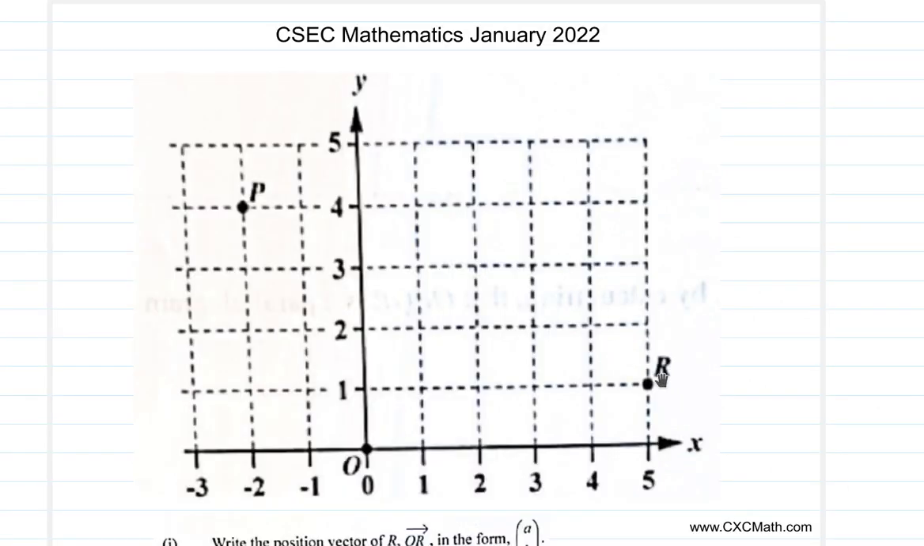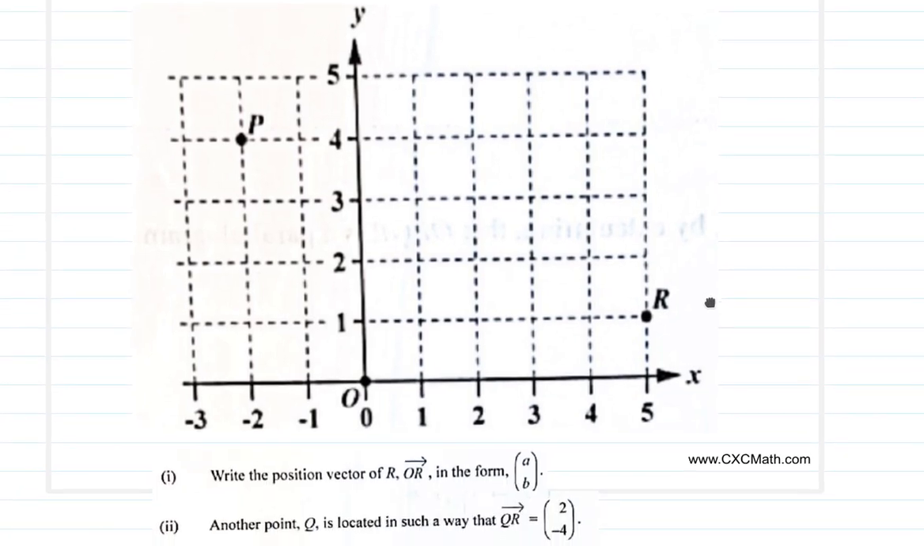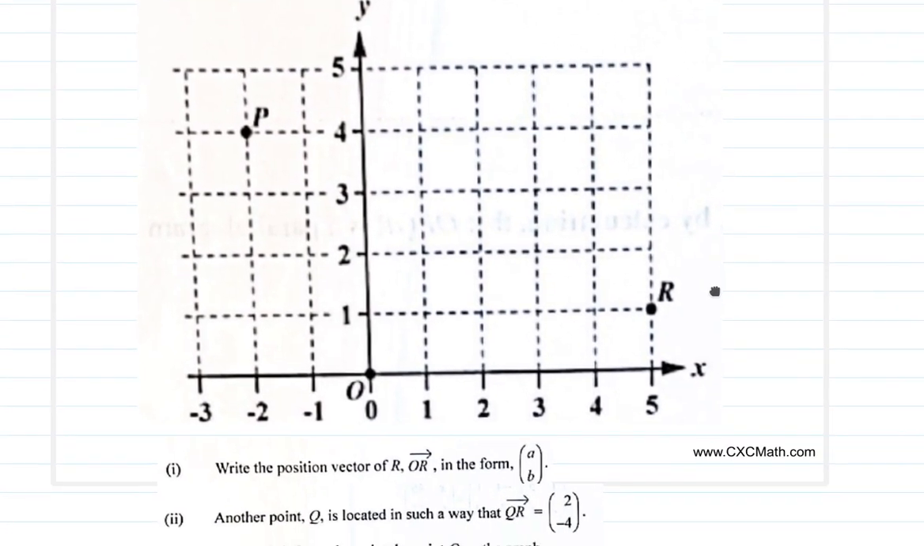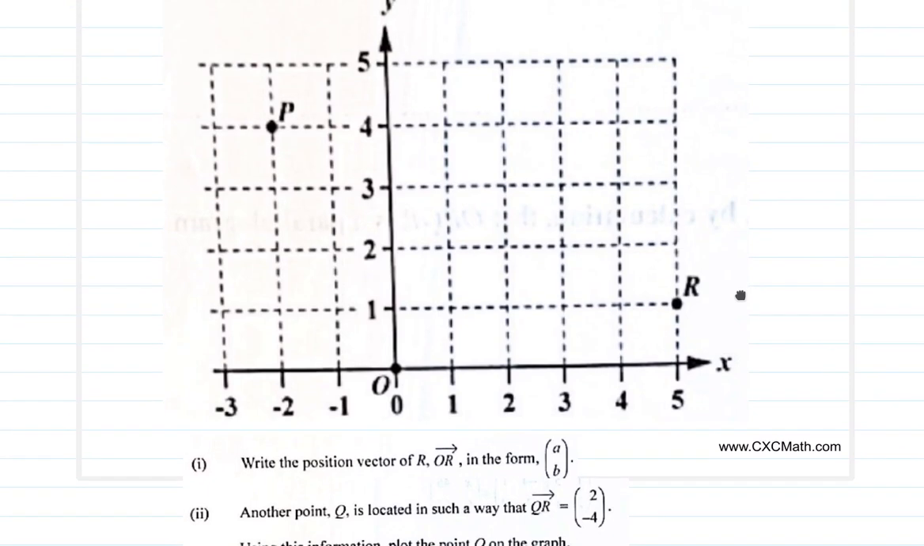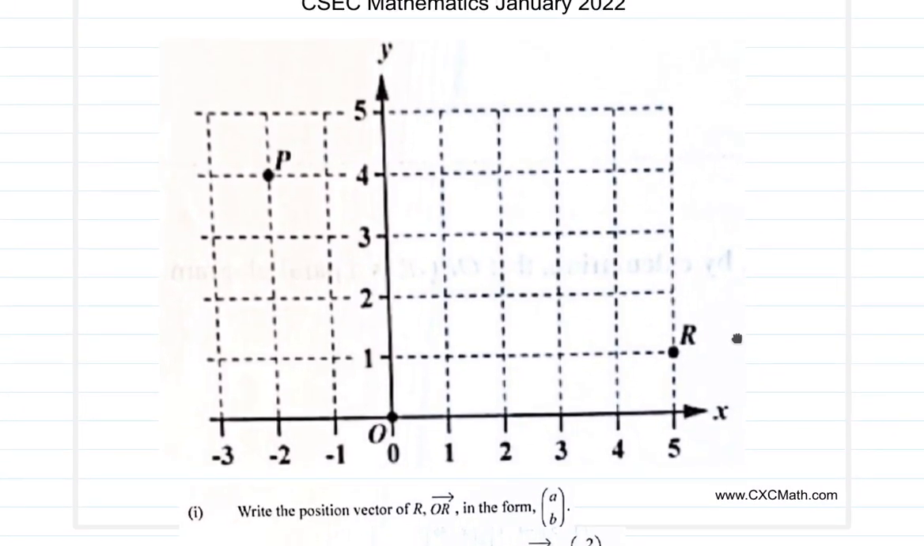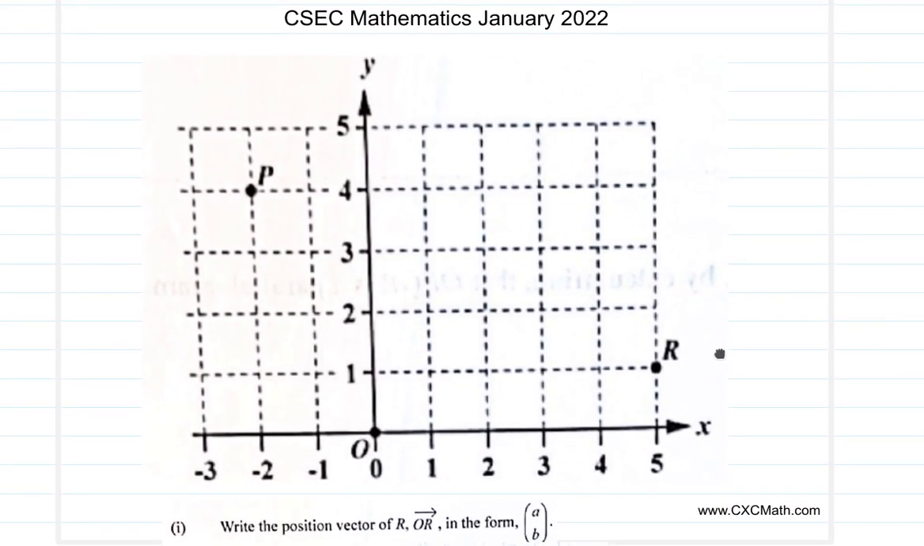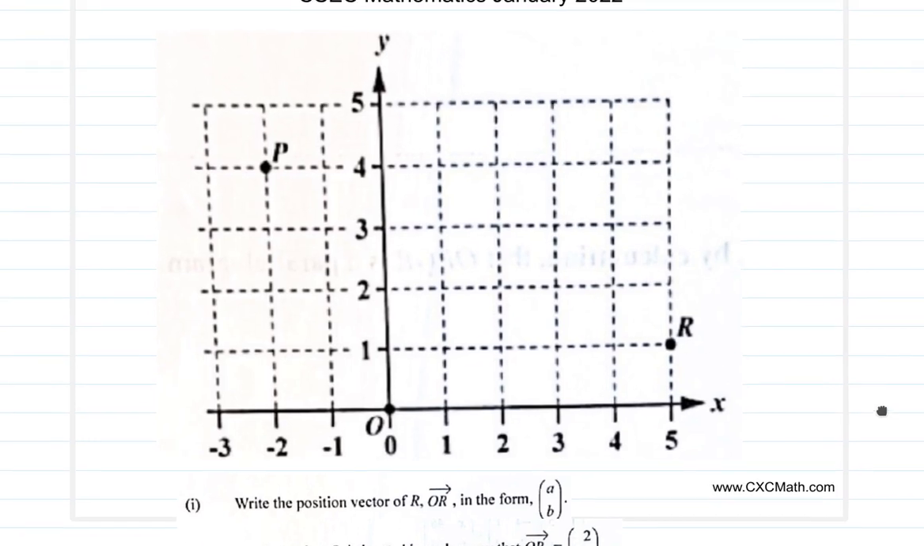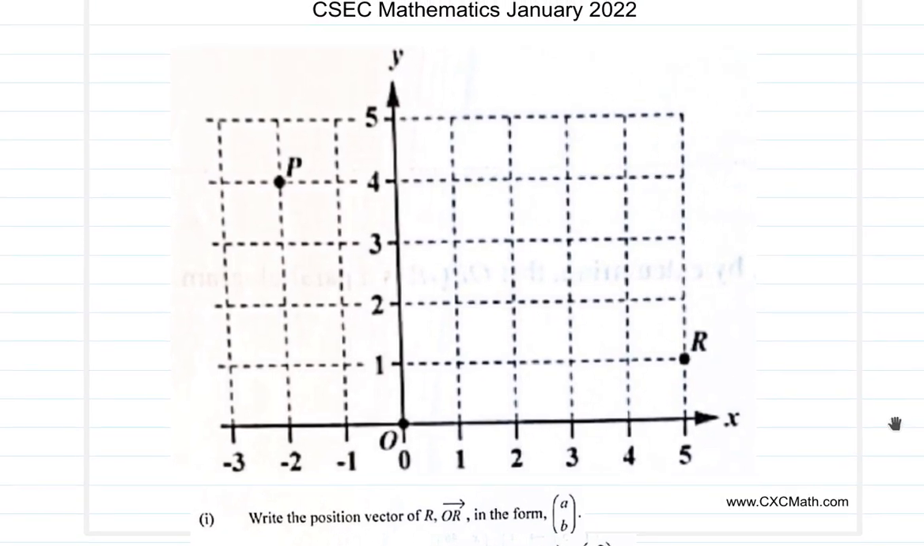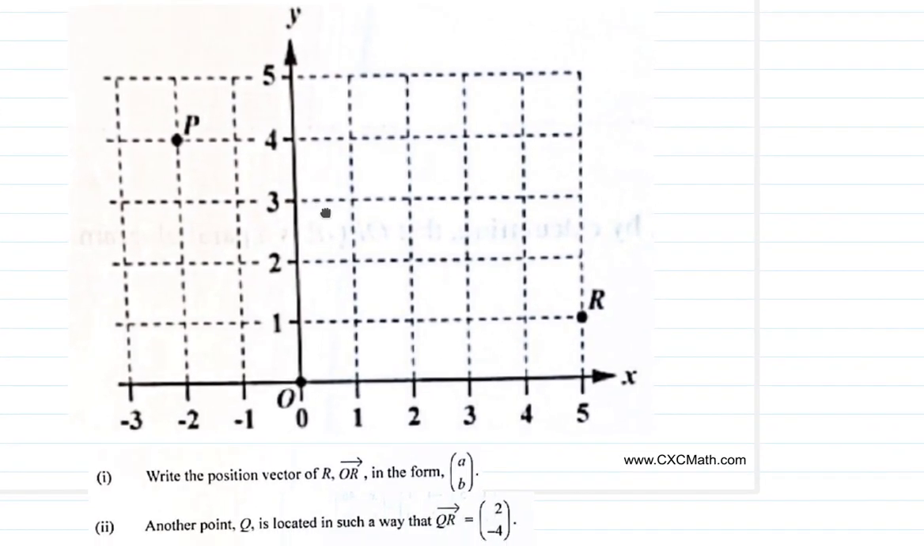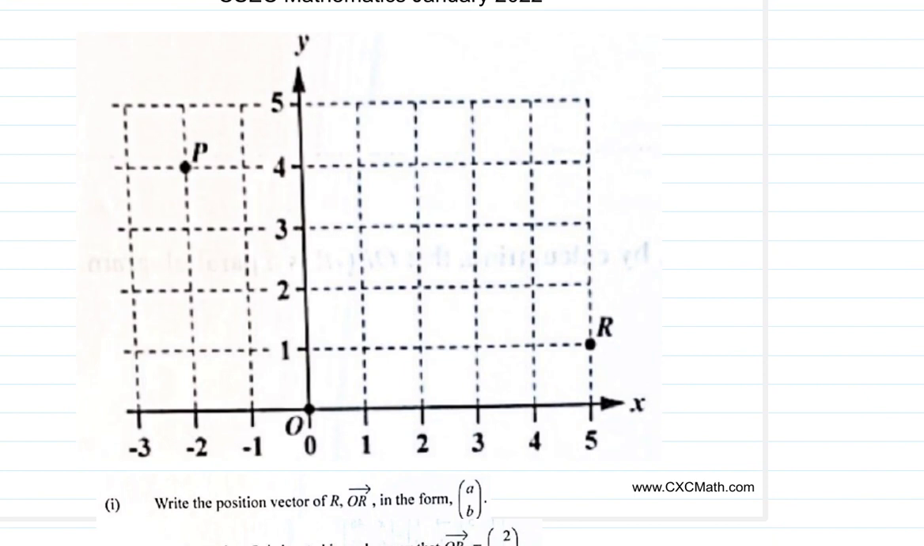Alright, I already copied the parts of the question over here. So, part 1. Write the position vector of R in the form A, B. I want you to pause the video and write that. Okay, you've done it. Let's look at it.